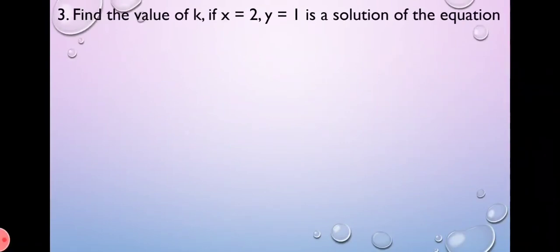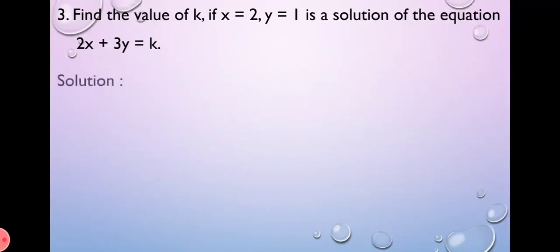Now question number 3. Find the value of k if x equal to 2, y equal to 1 is the solution of the equation 2x plus 3y equal to k. Already it is given that (2, 1) is a solution of the given equation 2x plus 3y equal to k. It means when we put the value of x as 2 and y as 1 in the given linear equation, the left hand side should come equal to the right hand side. Here the right hand side is given as k, so whatever left hand side value we get is nothing but the value of k.